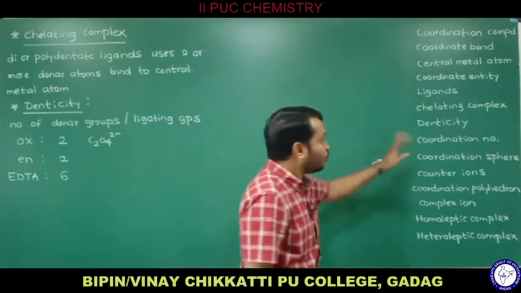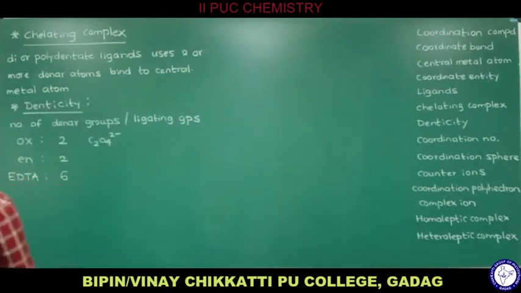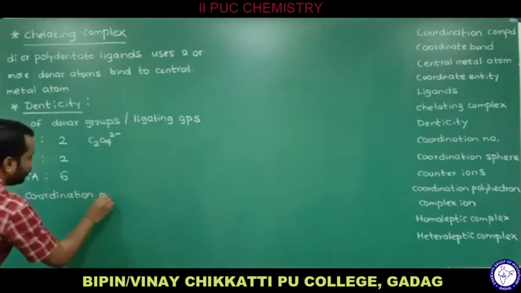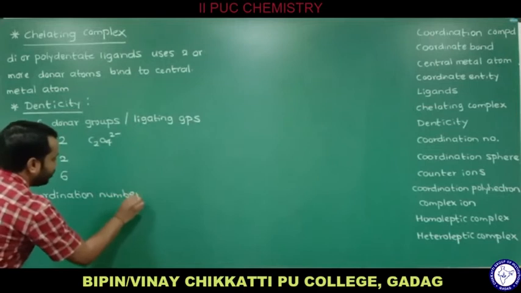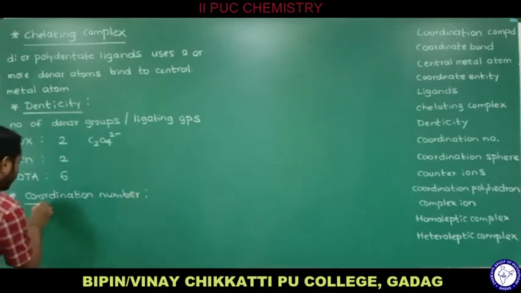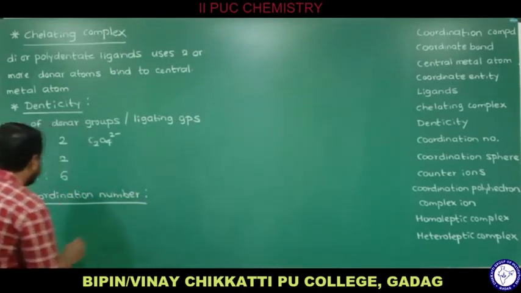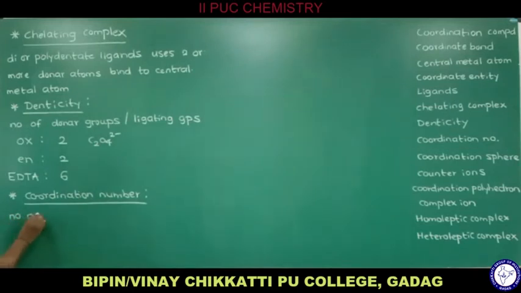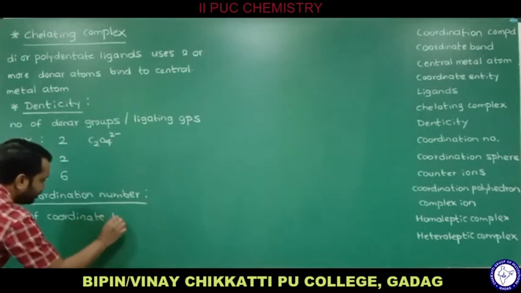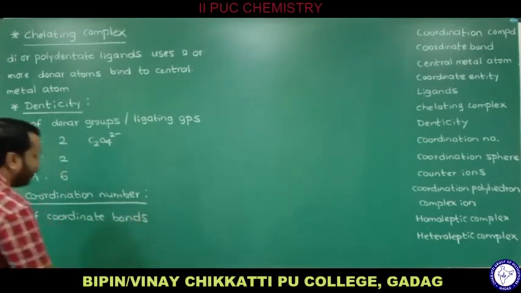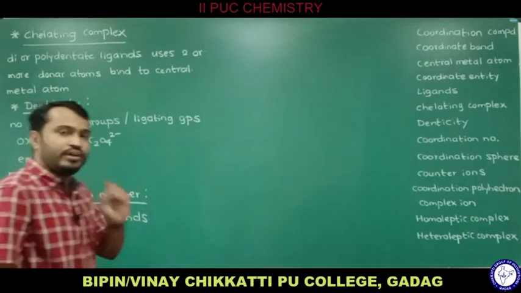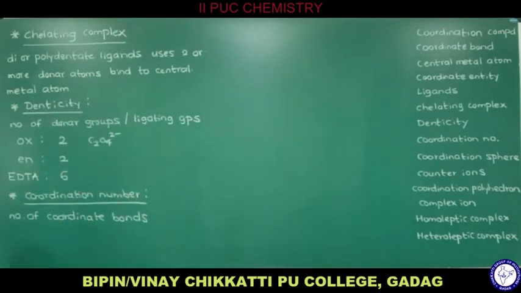Next term, coordination number. What is the meaning of coordination number? CN, in short, we write for coordination number. As the name indicates, if you count the total number of coordinate bonds, that constitutes the coordination number. Examples we'll see. Some examples are right here. Later we are going to learn all these.